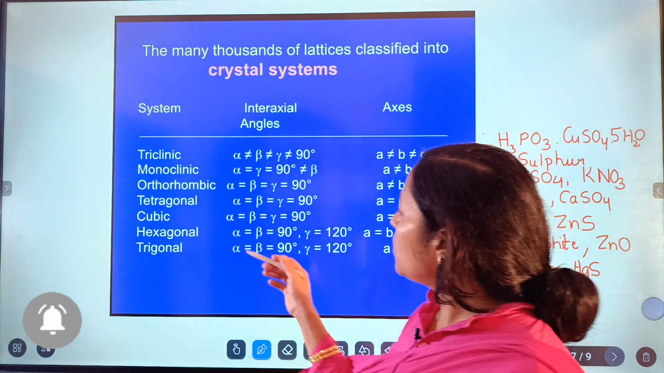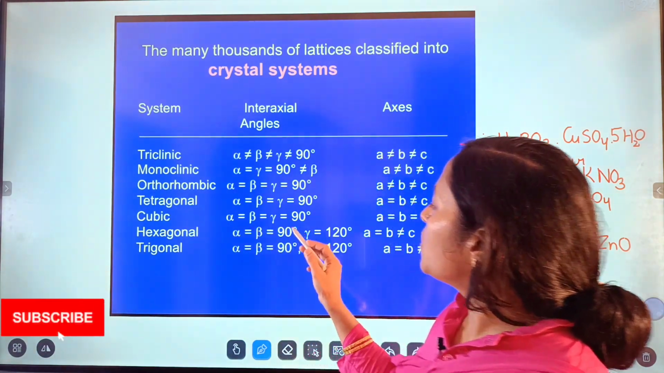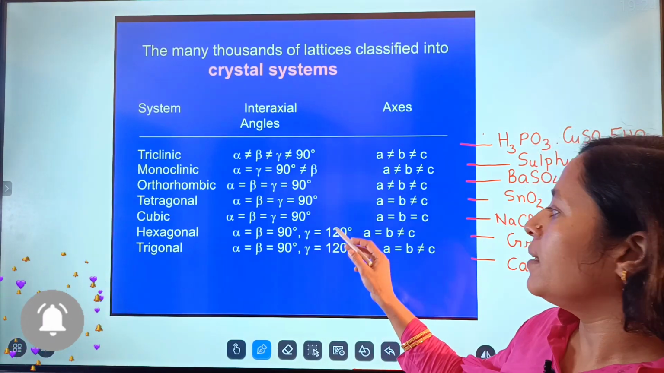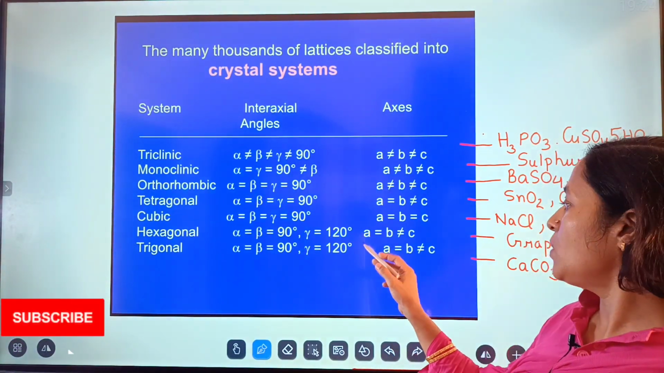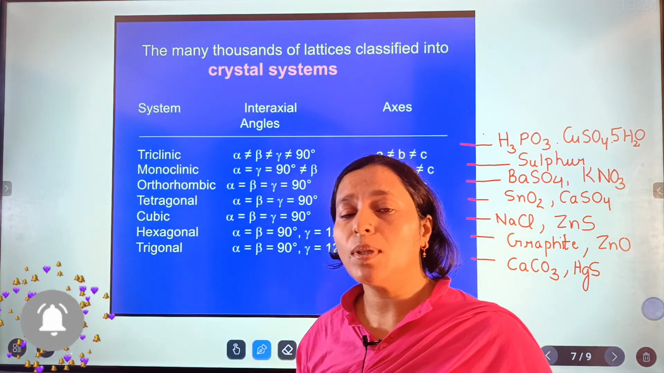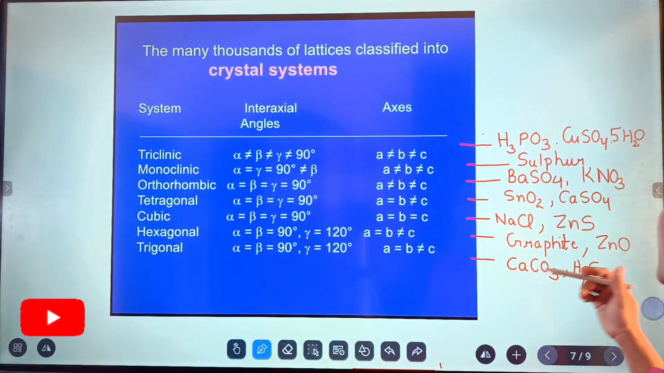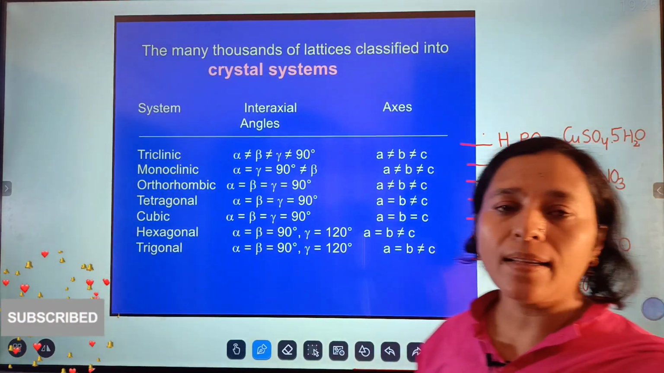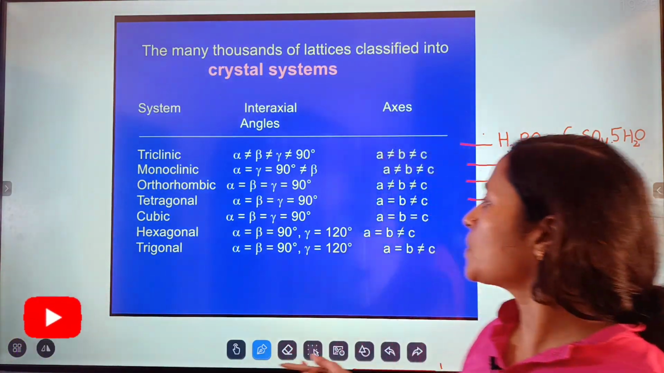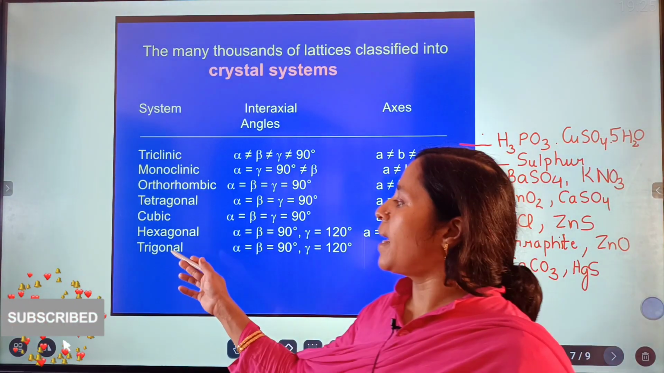In the sixth one you can see alpha is equal to beta, that is the both angles are equal to 90 degree, and the gamma angle is equal to 120 degree. Both the sides are equal, but these sides are not equal to the third side. The example of it is graphite and zinc oxide. Zinc oxide means ZnO.